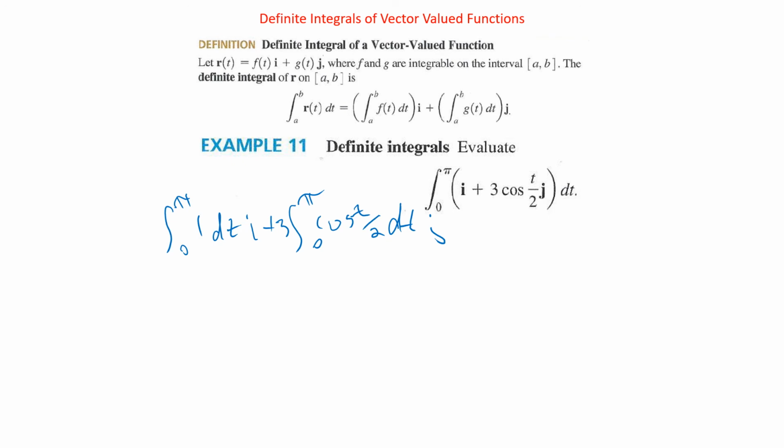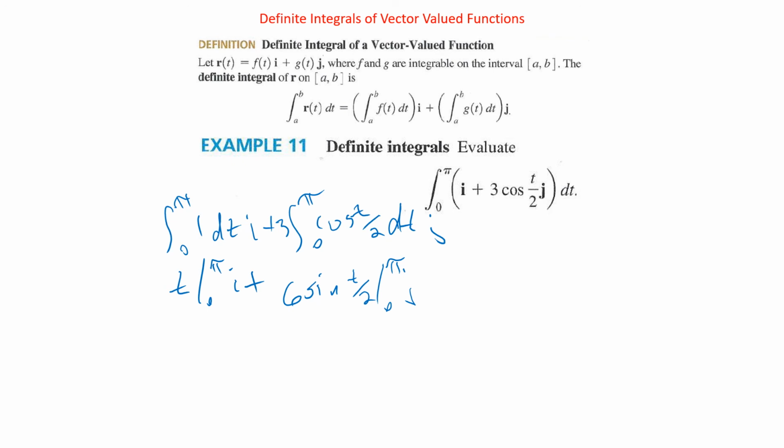The antiderivative of 1 is just going to be t, from 0 to pi times i, plus the antiderivative of cosine is going to be sine, so we'll have a sine of t over 2. And then if we took the derivative, we'd end up having a times 1/2, so we have to divide by 1/2 or multiply by 2. So that gets us 6 sine of t over 2 from 0 to pi times j.